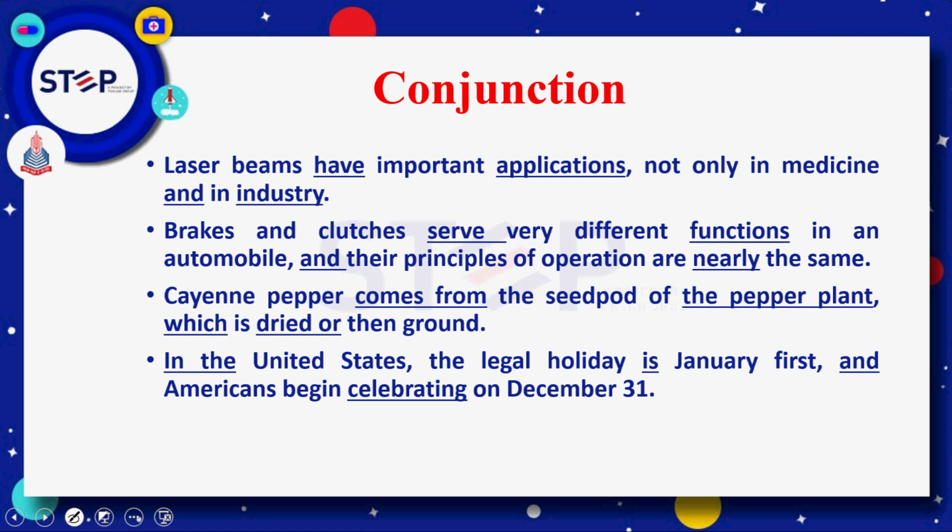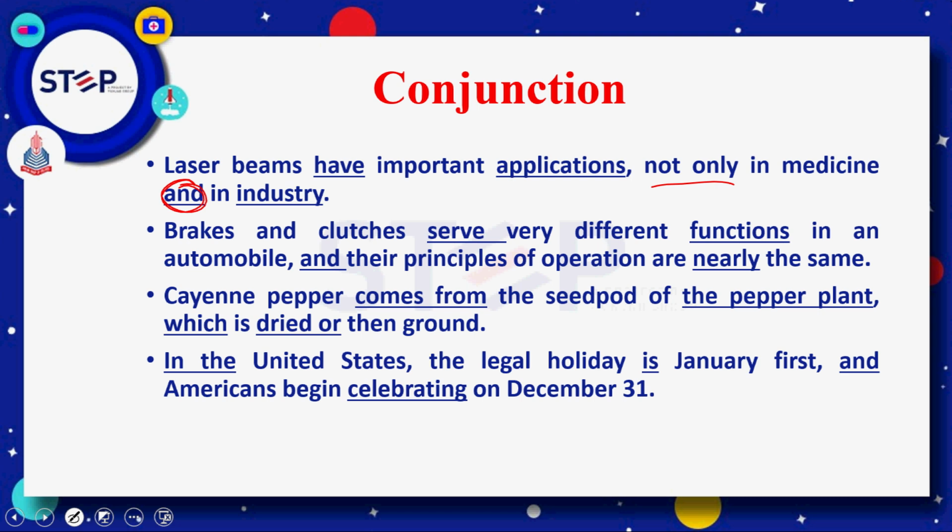Conjunction. Conjunction forms a major chunk of the error identification questions in entry tests. Let's look at some of the examples. Laser beams have important applications not only in medicine but also. We are supposed to use but also with not only. So with not only, this section is wrong. It should be but also in industry.